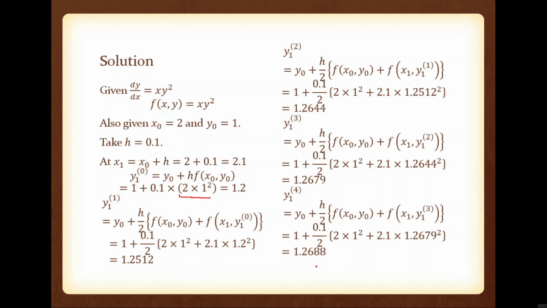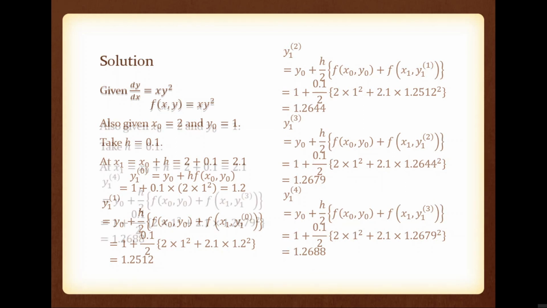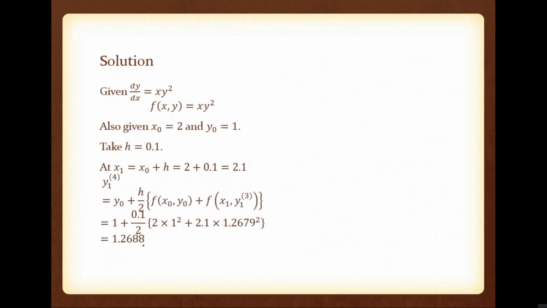So we have to find y1 of 5. So this is y1 of 4. So using this we have to find y1 of 5. So okay, y1 of 5 for you 1.2690. So it is becoming very close, right? So I think it is converging.